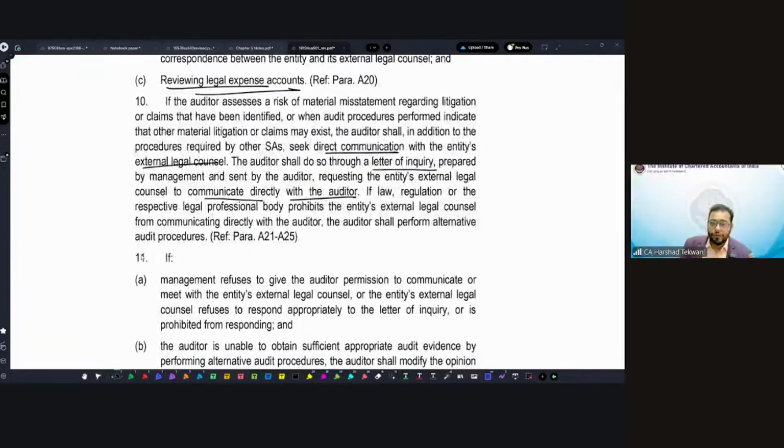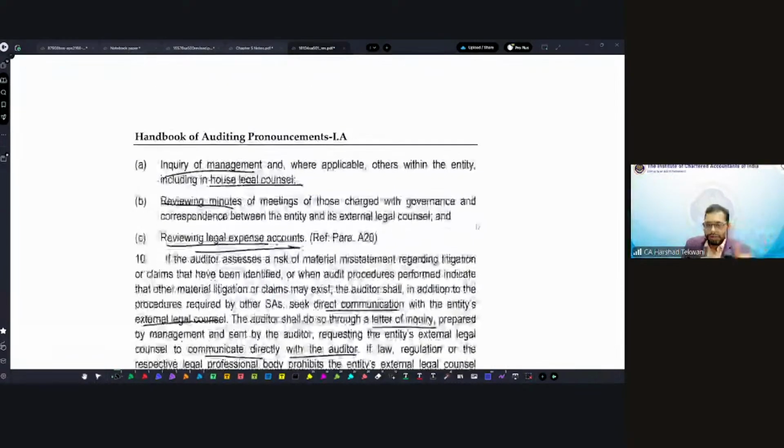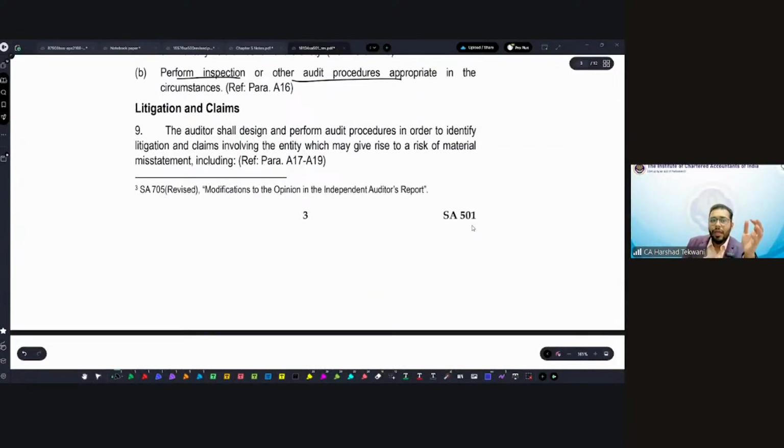If management refuses to give permission, okay, you are not allowed to communicate with the external counsel, or if they refuse to respond to your letter of inquiry, and if you are not able to obtain sufficient and appropriate audit evidence, in that case you are not left with any option other than to modify the opinion. But these are the things you can do to verify the completeness of the litigations and claims.